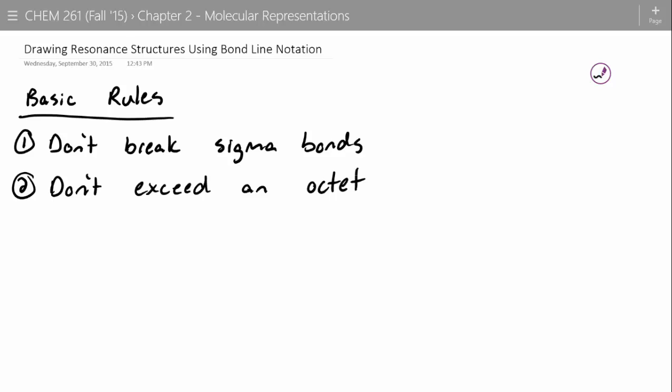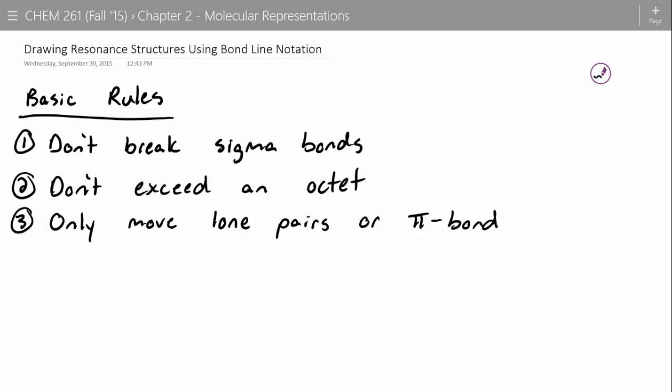Rule number 3. Only move lone pairs or pi bonds. In the last 2 examples I showed you, we showed migration of pi bonds across multiple atoms. And in that second example, we saw the migration of a lone pair across multiple atoms. Those are the only electrons we can move in resonance structures. So a lone pair in like an sp orbital could move, or an sp2 orbital? No, the lone pair has to be in a p orbital in order for it to delocalize. Yeah, that's a good question.